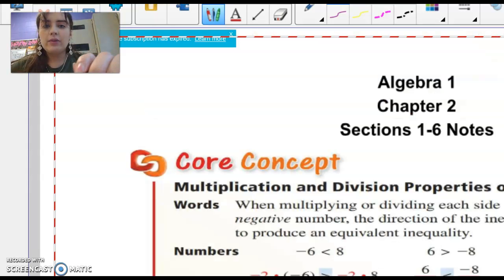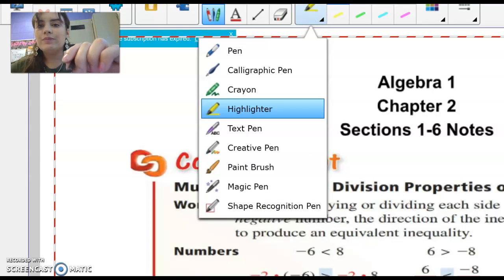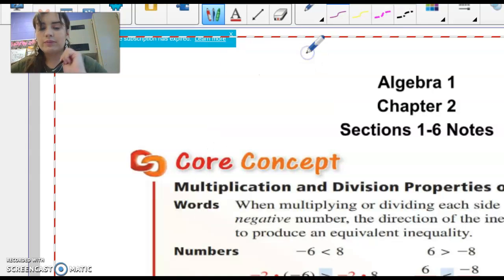Okay, so now we are going to talk about multiplying and dividing properties where c is less than 0. So that's just another way of saying when c is a negative number.